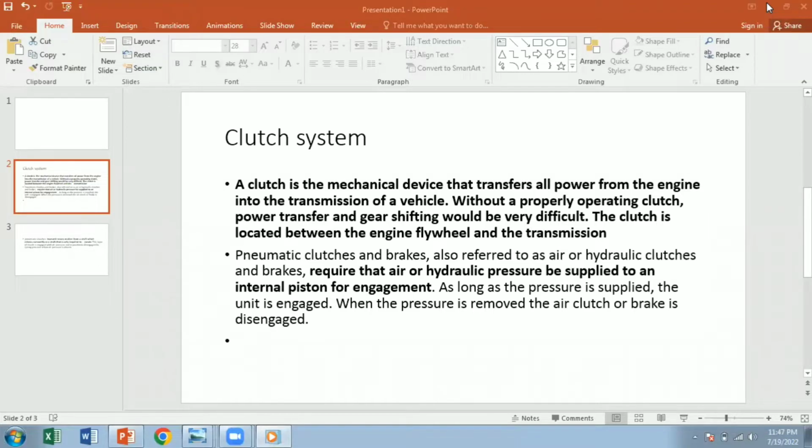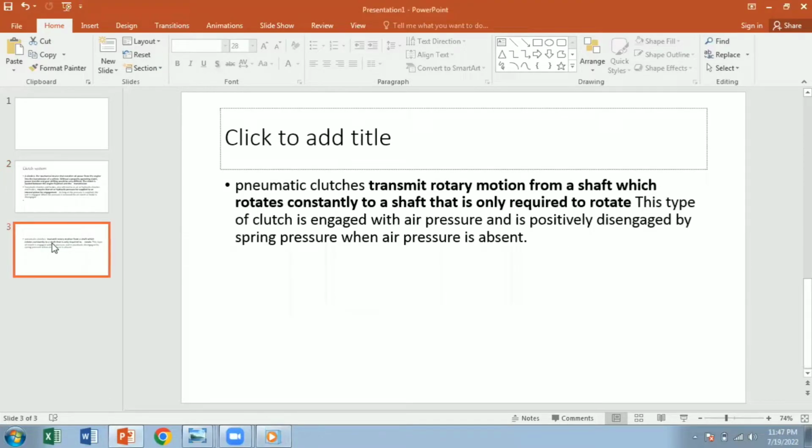So it is similar in both cases, hydraulic as well as pneumatic: as long as the pressure is supplied, the unit is engaged. When the pressure is removed, the air clutch or brake is disengaged. So it's similar like that. We also have one more definition, as I told you earlier: the pneumatic clutch transmits rotary motion from a shaft which rotates continuously to a shaft that is only required to rotate. Look, when the pressure is applied, now I will show you in a video.